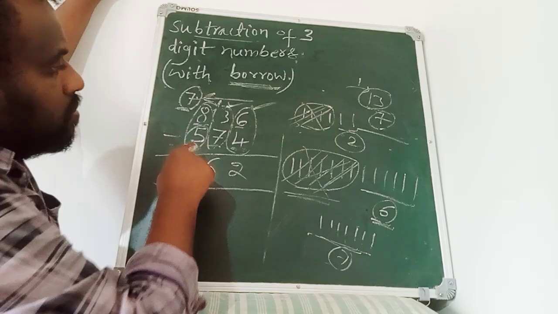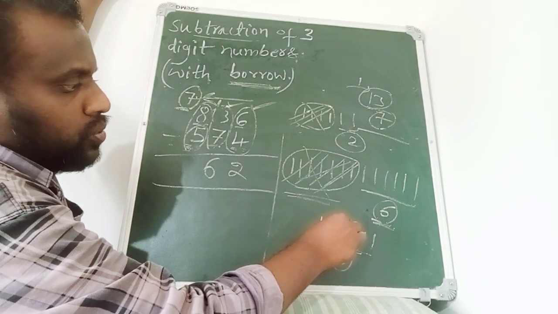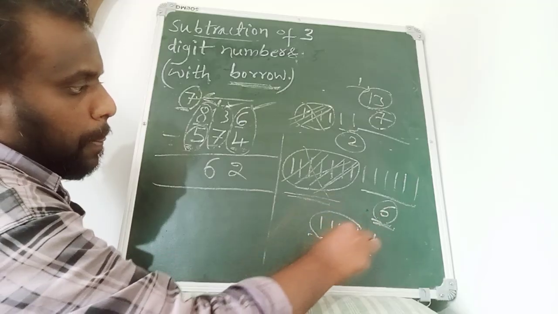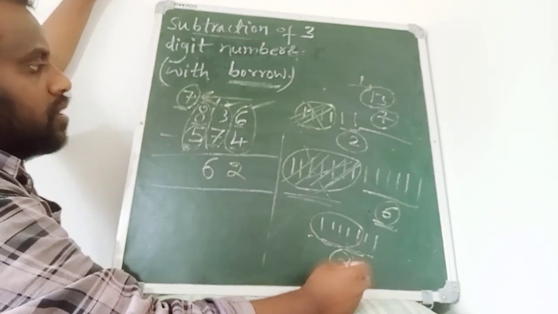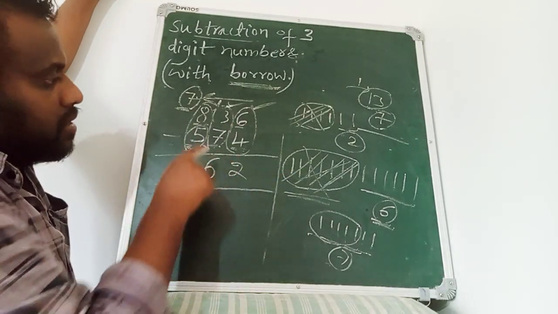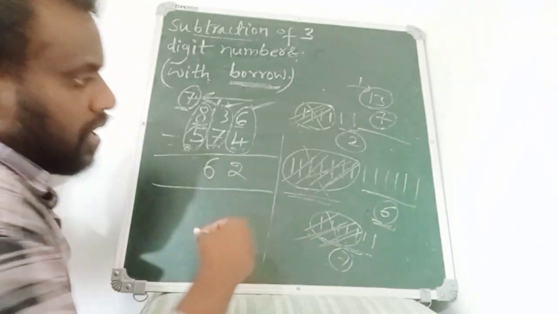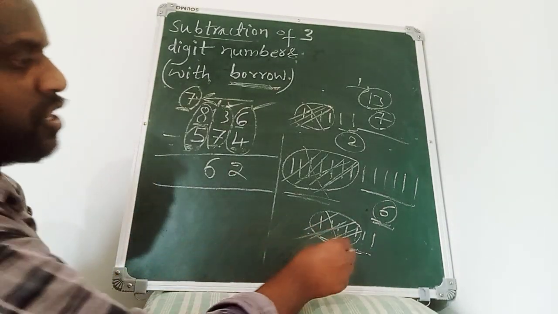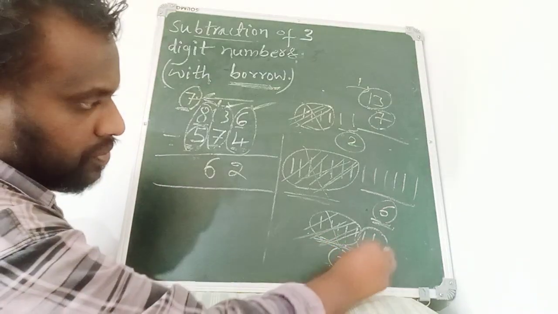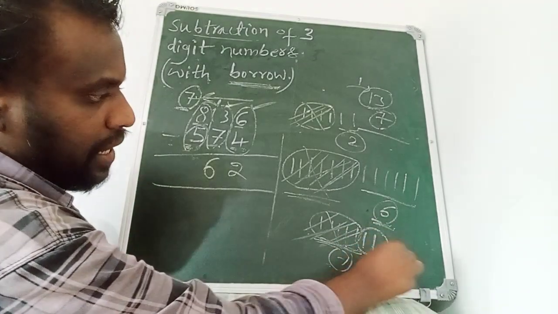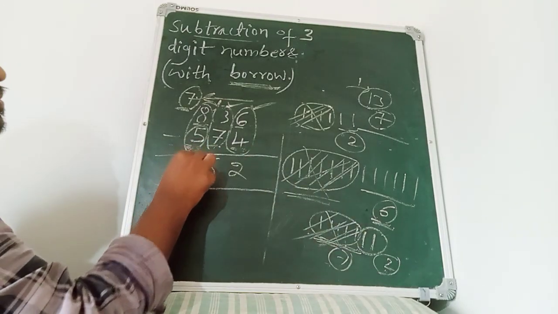First, since this is 5, group 5 lines here. 1, 2, 3, 4, 5. I have grouped 5 lines here. So we have to subtract this 5. Subtract means remove, so I am going to erase. Now assume these are not there. What is left? How many lines are left? 1, 2. 2 lines. These 2 you write here.